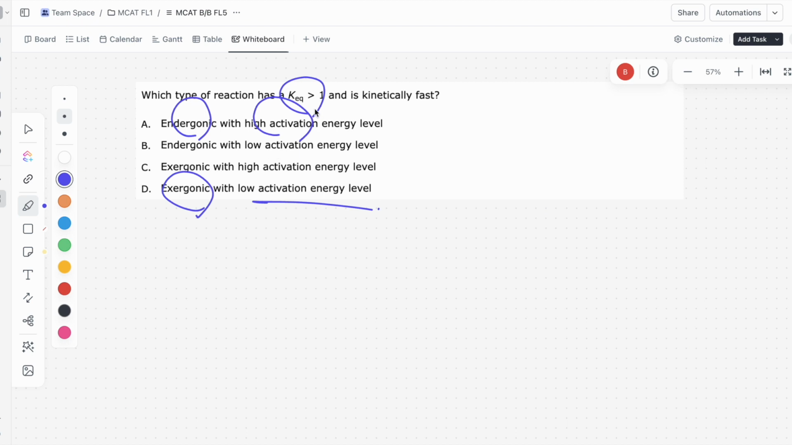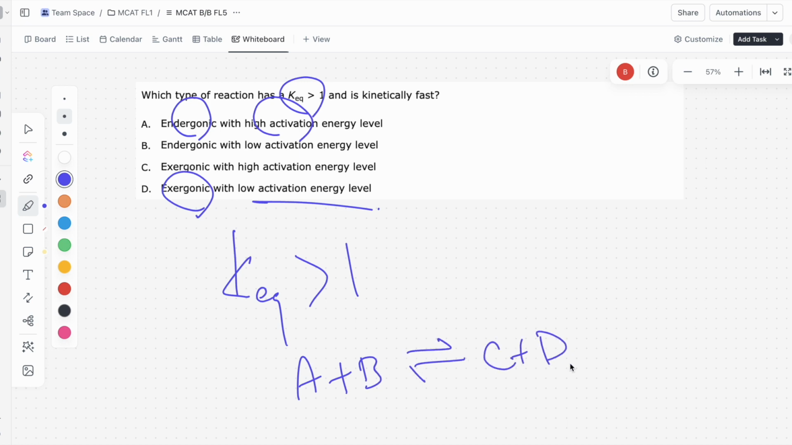So let's first address the first point, KEQ. If your KEQ is greater than 1, what does that tell us? Let's say you have some kind of reaction like this, and it tells us that the reaction actually favors the products more than the reactants, okay? This reaction wants to go forward. So what that tells us is that in the forward direction, at least, this reaction is what? Spontaneous.